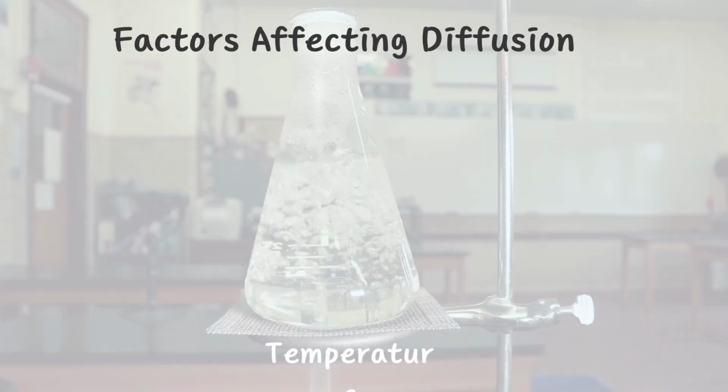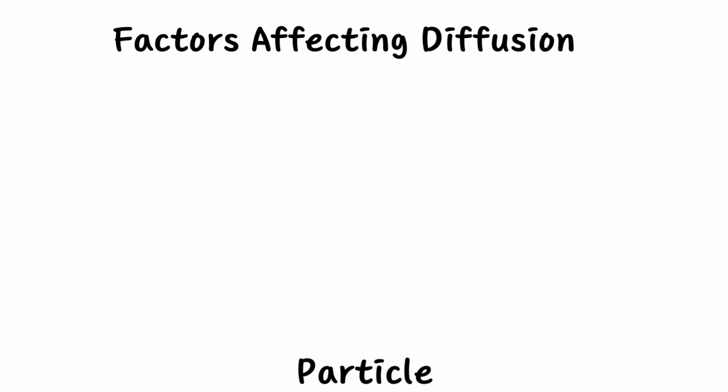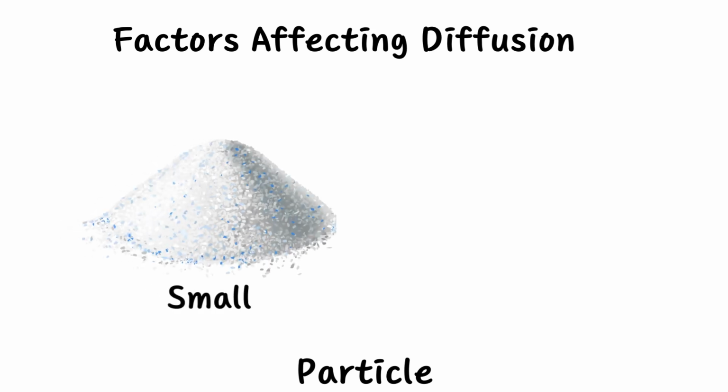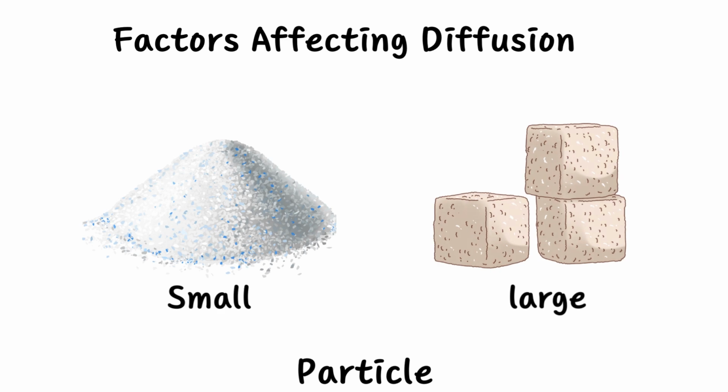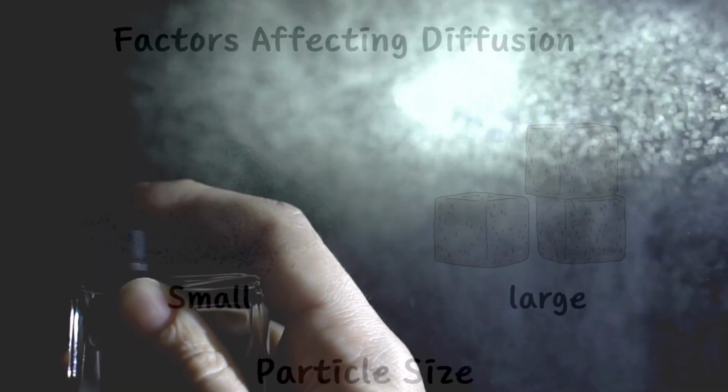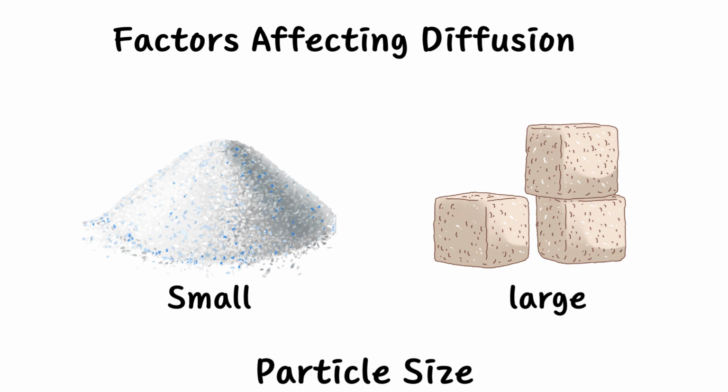Another factor is particle size. Smaller particles diffuse more quickly than larger particles. This is one of the reasons why perfumes, air fresheners, and the rest diffuse faster, because their particles are very, very tiny compared to solid particles of things like sugar, salt, candy, and the rest.